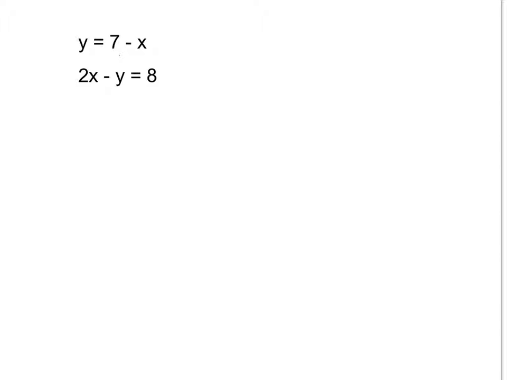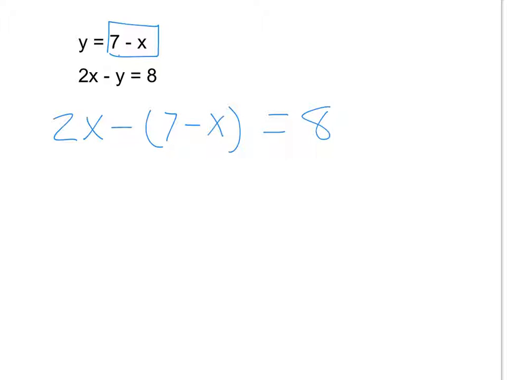If we notice the first one, we've got y already solved. It is equal to 7 minus x. So I can go ahead and put that into the second equation. So we're going to go 2x minus whatever y is equals 8. And so in this case, y is 7 minus x. Here's the one place people tend to get tripped up, is this negative sign gets distributed through to both terms. So I should end up with 2x minus 7 plus x equals 8.